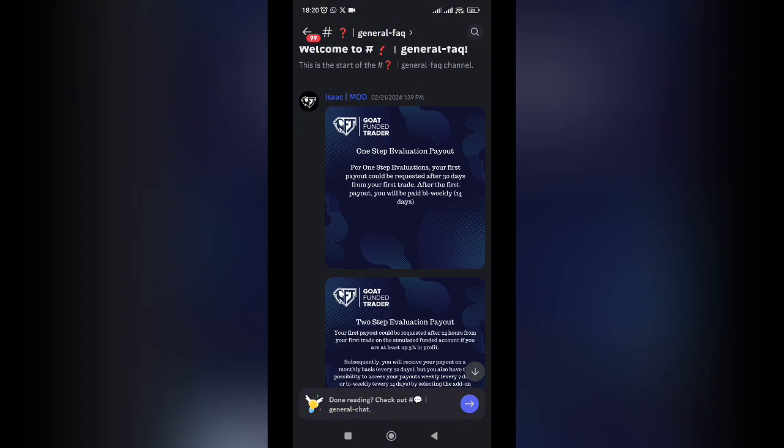All right, channel. So there's one-step evaluation payout and two-step evaluation payouts. Now, when we talk about one-step evaluation payouts on GoatFunded Trader, what does this mean? It means for one-step evaluations, your first payout could be requested after 30 days from your first trade. And after the first payout, you'll be paid bi-weekly, every 14 days.